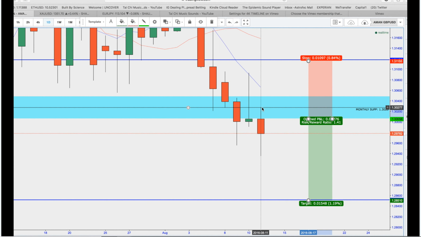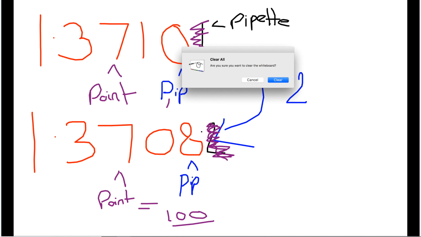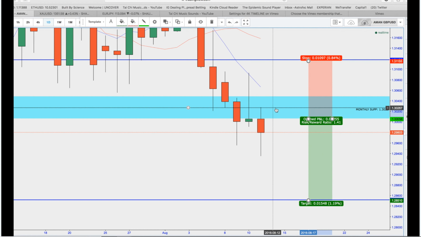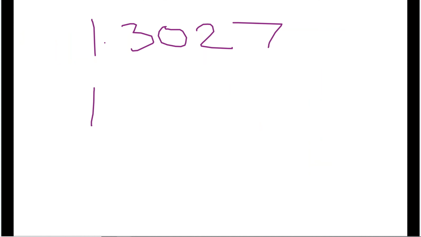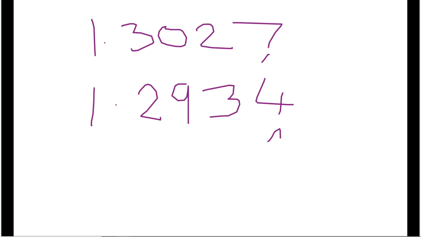So the high of the day is 1.3027. The low of the day is 1.2935. Let's simplify this. So 1.3027. The low of the day, what did I say it was? 1.2934. Again, focus is on the fourth decimal. Ignore the fifth decimal on TradingView.